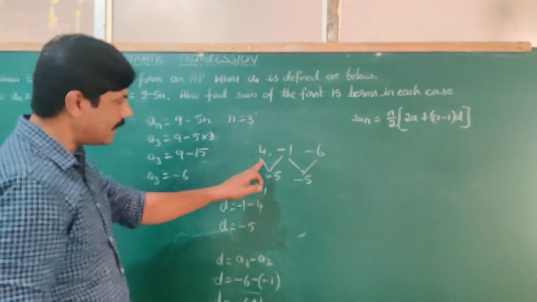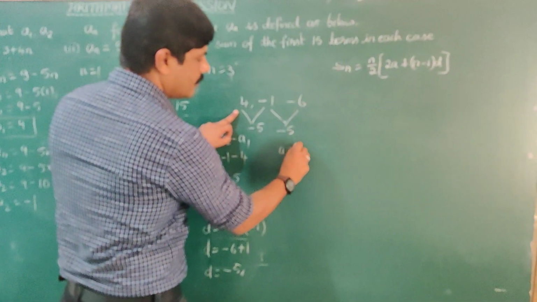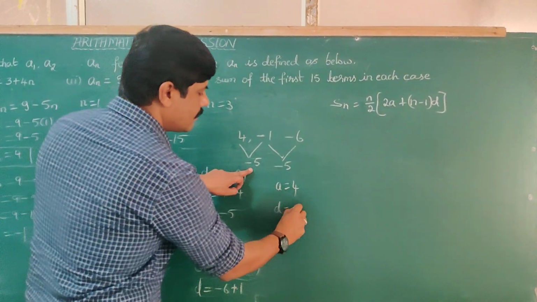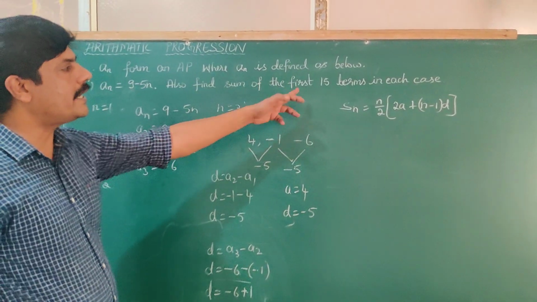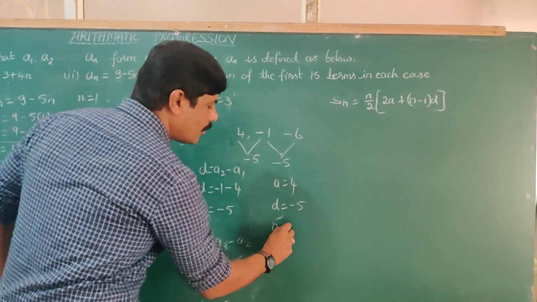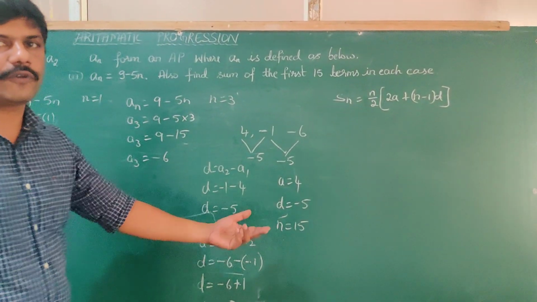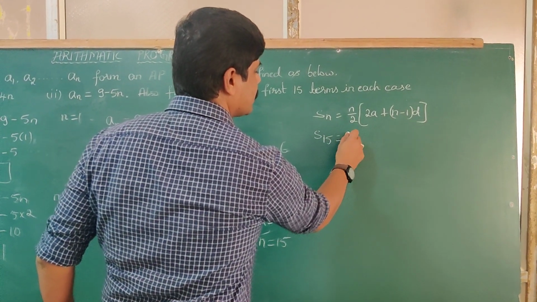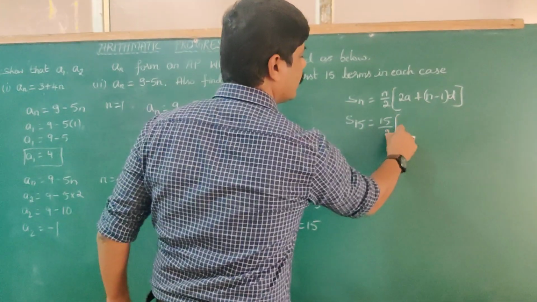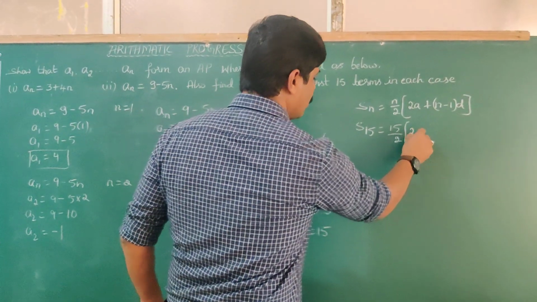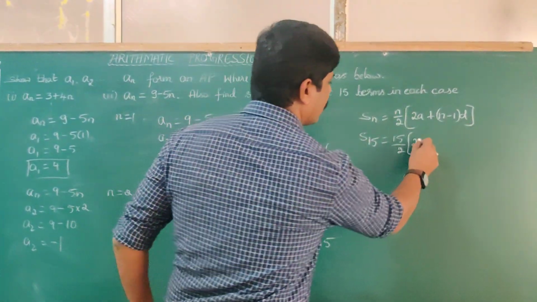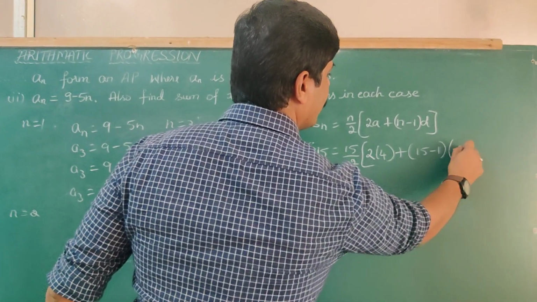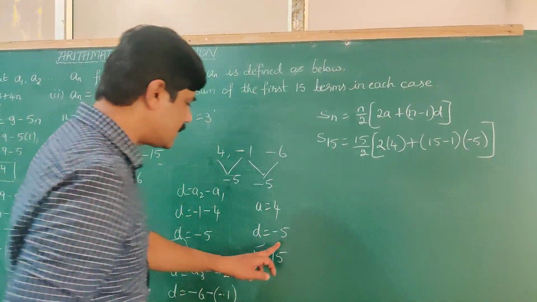What is a here? A is 4, the first term. Common difference is minus 5. Sum of how many terms? Sum of 15 terms. So how many terms are there? 15 terms are there. Therefore n = 15. Substitute all the values in this equation. S15 = 15 by 2 into 2 into, what is a? A is 4, plus 15 minus 1 into common difference, which is minus 5.